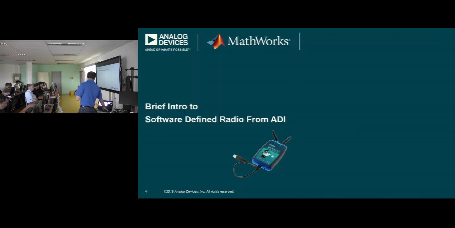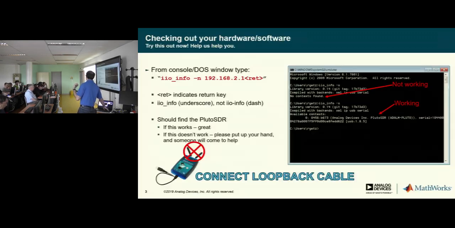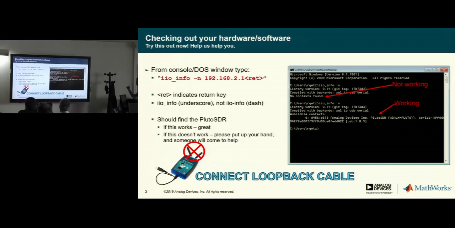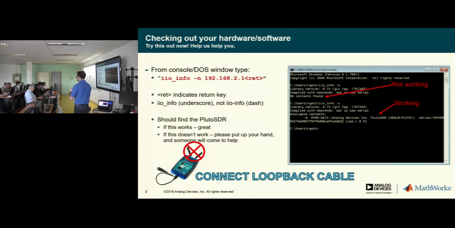Once you download the labs, open a terminal and type this command, iio_info -n, and then this IP address. You should get a response from the radio. If you can't find it, please raise your hand, and we'll check your VirtualBox. Plug the radio in. You have a question? Pardon? The previous one? Yeah.